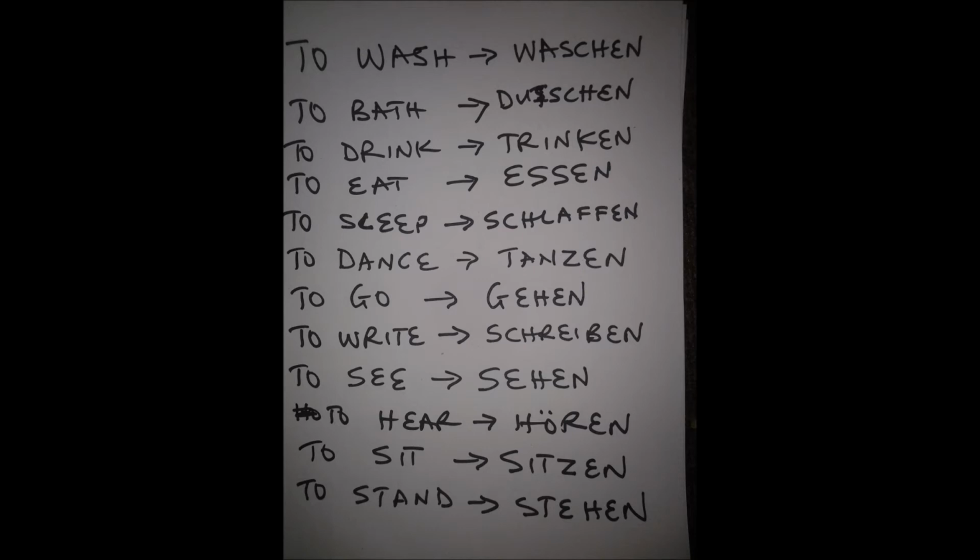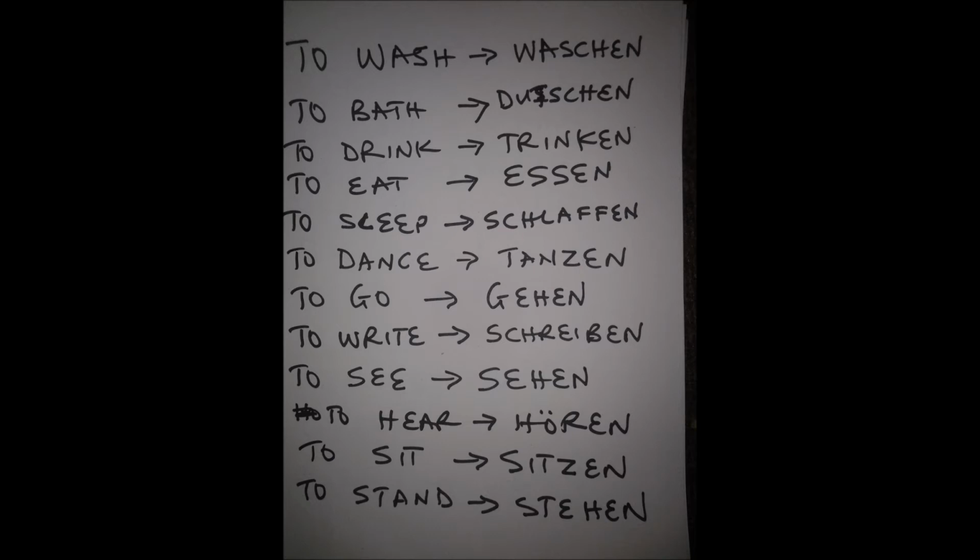Let us talk about things you do. To wash is waschen. In German, W is pronounced like V. So it will not be washing, it will be waschen. Ich möchte waschen. That means I would like to wash. To bath is duschen. That is to take shower. Ich möchte duschen. To drink is trinken, with T. Trinken. Ich möchte trinken. Ich will trinken.